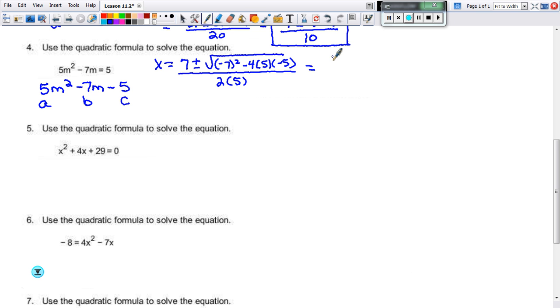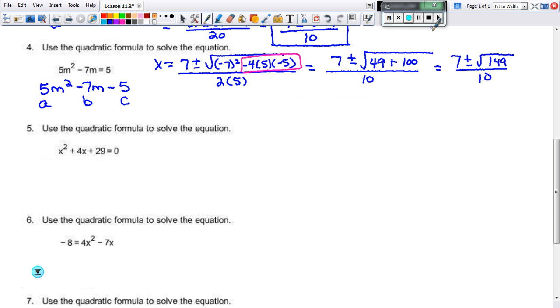So that equals 7 plus or minus the square root of negative 7 times negative 7, which is 49. Take everything else and multiply it together. Signs first. A negative times a negative is a positive, and 4 times 5 is 100, and that's going to be over 10. So that gives me 7 plus or minus the square root of 149 all over 10.